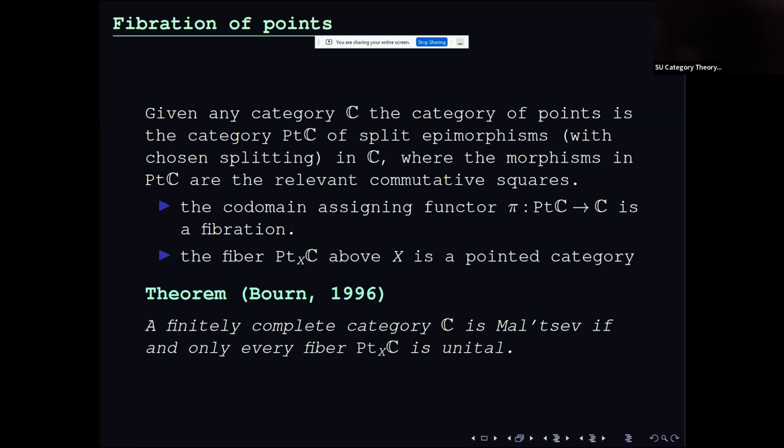One of the celebrated results in categorical algebra is that a finitely complete category is a Maltsev category, the categorical notion associated to Maltsev varieties, if and only if every fiber of C is uniform. That's a theorem of Dominic Bourn in 1976. And this theorem opens up this line of questioning: what conditions on a category can be localized in this way? And what kind of properties can be obtained by such a localization?